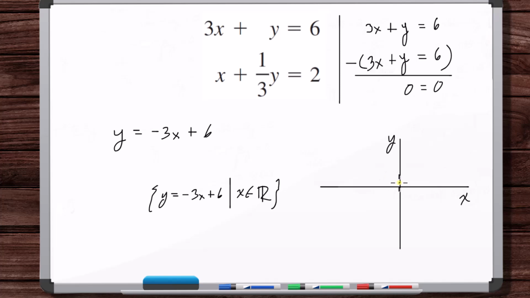So okay, if we plot this, let's see, 1, 2, 3, 4, 5, 6. That's the y-intercept, and then we go down 3, over 1. Oh, we're going this direction. Down 3, 1, 2, 3, over 1.